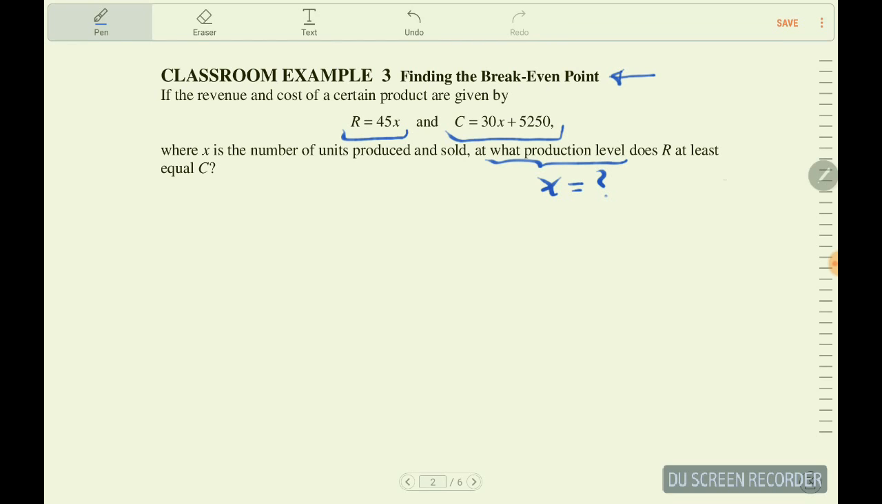does R at least equal C? That means we're taking our revenue function and seeing where it's equal to or greater than the cost. And we'll figure out which X values will cause that to happen. So I'm going to replace the R with the expression 45X and replace the C with the expression 30X plus 5250.